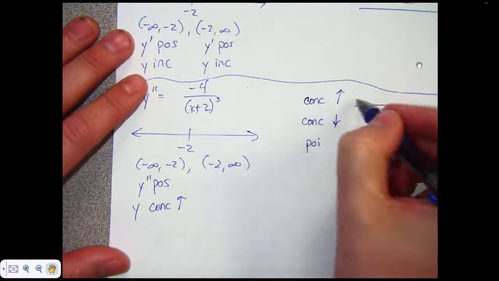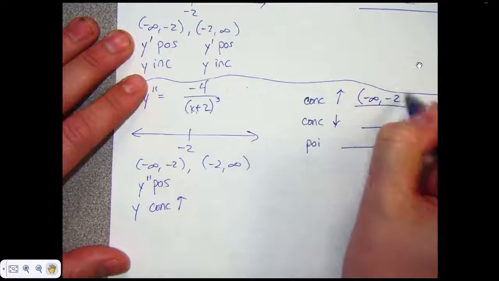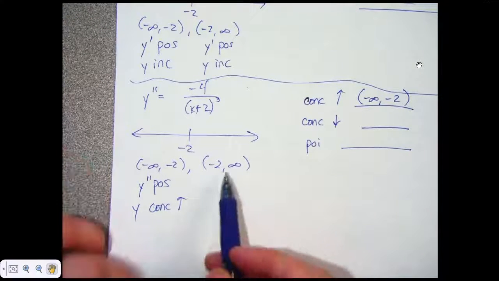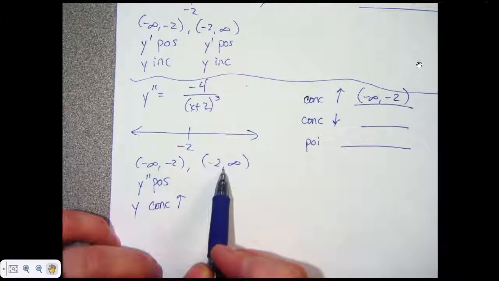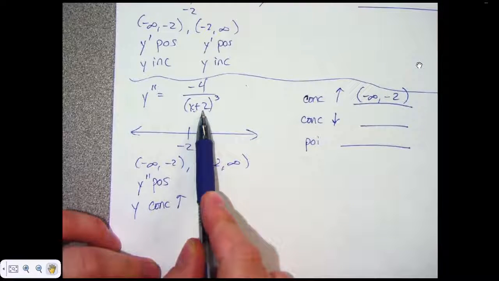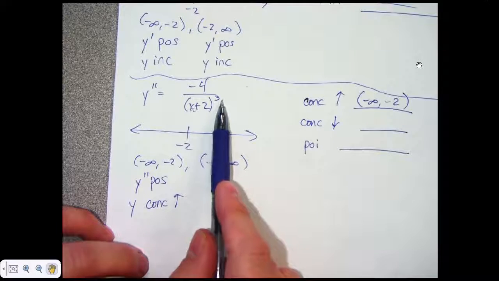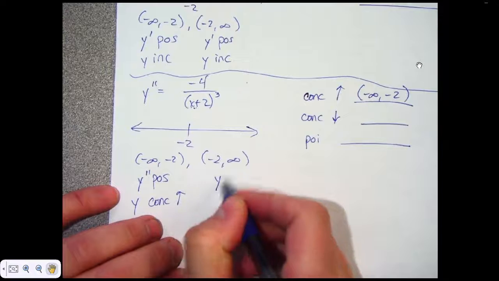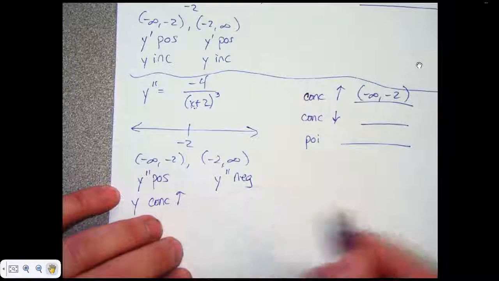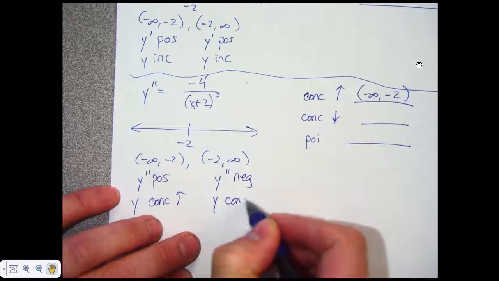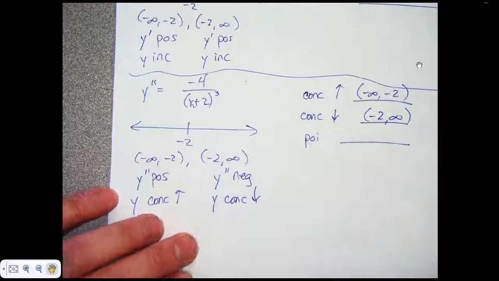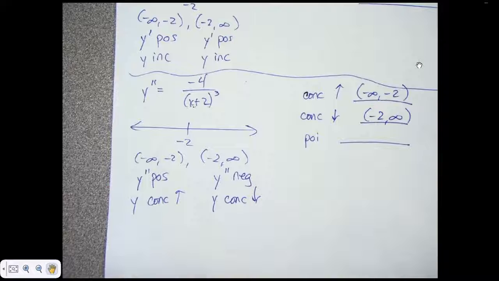So then we are concave up from negative infinity to negative 2. Repeat that in this interval. So let's say I plugged in 0. 0 plus 2 is positive. Positive cubed is still positive. But then a negative divided by a positive. So here the second derivative is negative, which means y is concave down. So we're concave down from negative 2 to infinity.